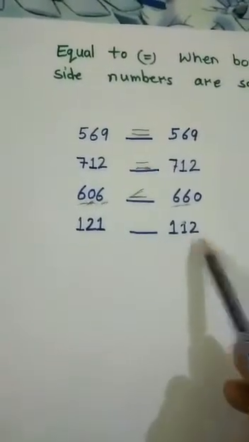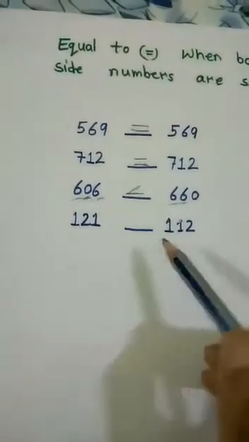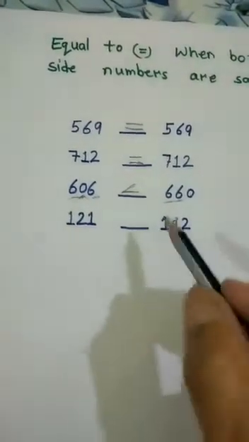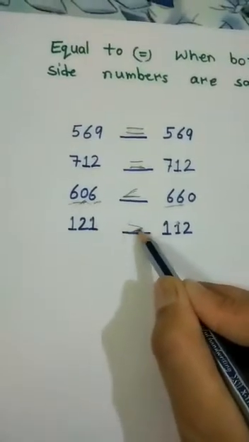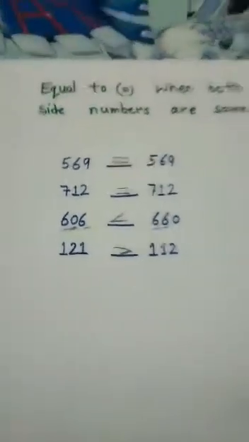This is 121. This is 112. So which number is big? Are these same? No. Why? Because this is 121 and this is 112. So this number is big. So the greater than sign will come. Got it, my dear students?